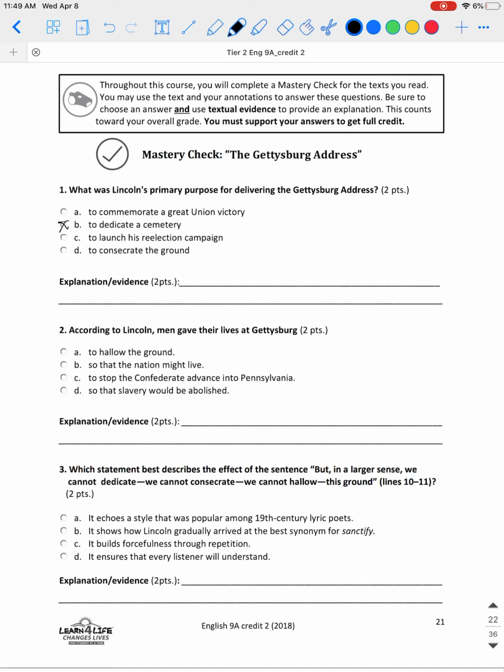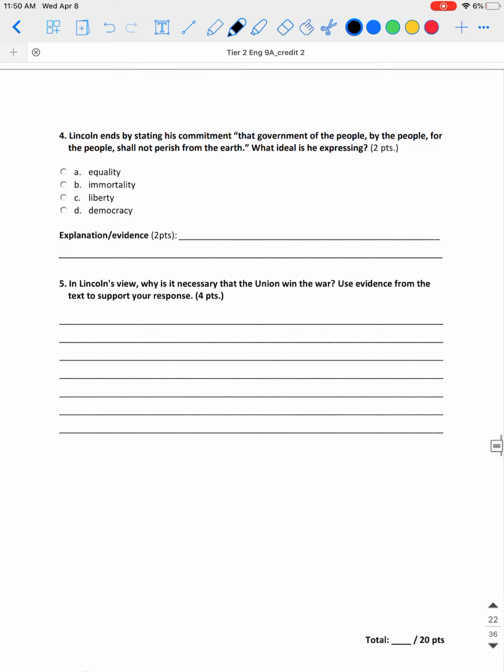Number 3, which statement best describes the effect of the sentence, "But in a larger sense, we cannot dedicate, we cannot consecrate, we cannot hallow this ground," in lines 10 through 11. A, it echoes a style that was popular among the 19th century lyric poets. B, it shows how Lincoln gradually arrived at the best synonym for sanctify. C, it builds forcefulness through repetition. D, it ensures that every listener will understand. Again, make sure you give your explanation. When you're done with those 3, you can move on.